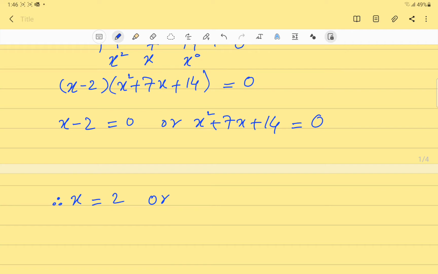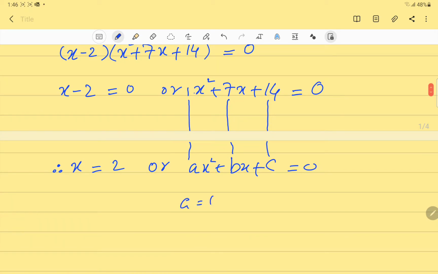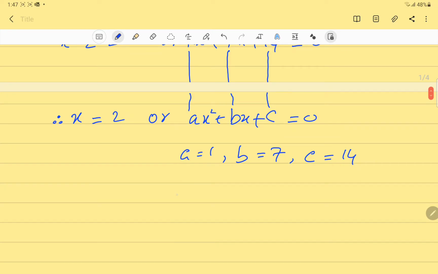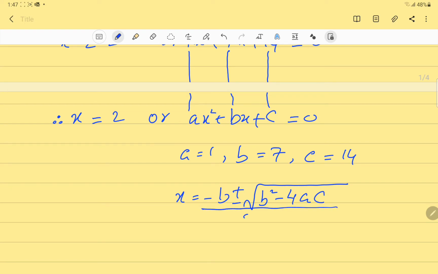this is a quadratic equation, so we will be solving it with the help of the quadratic formula. Let's compare it with the standard form of a quadratic equation. Since there is no coefficient, it will be 1. So A is 1, B is 7, and C is 14. So the quadratic formula is x is equal to minus b plus minus square root of b squared minus 4ac over 2a.